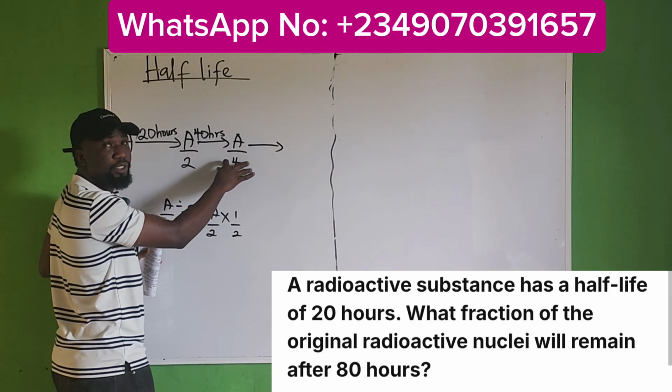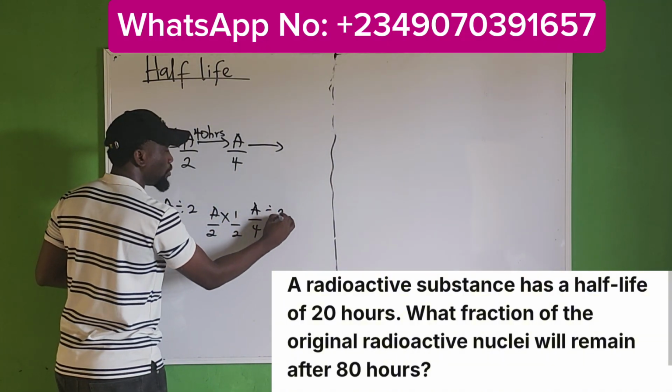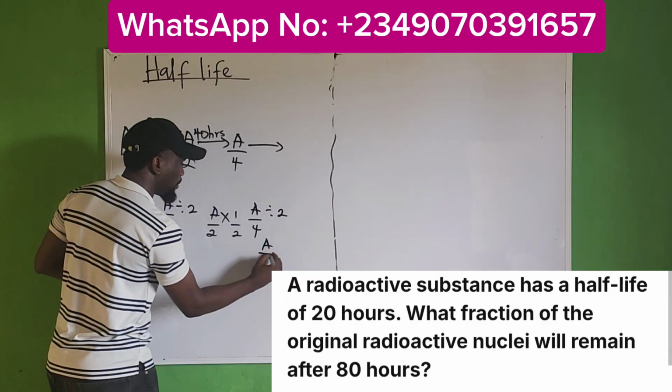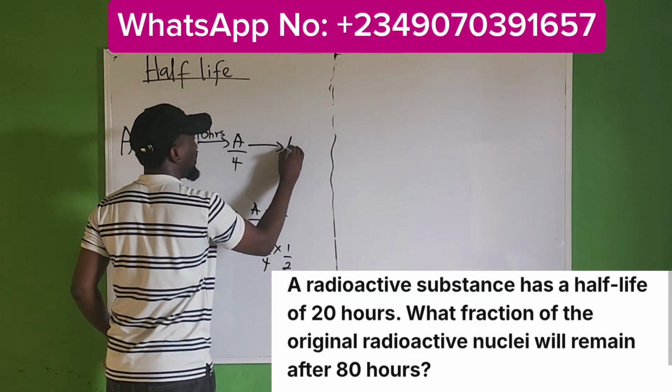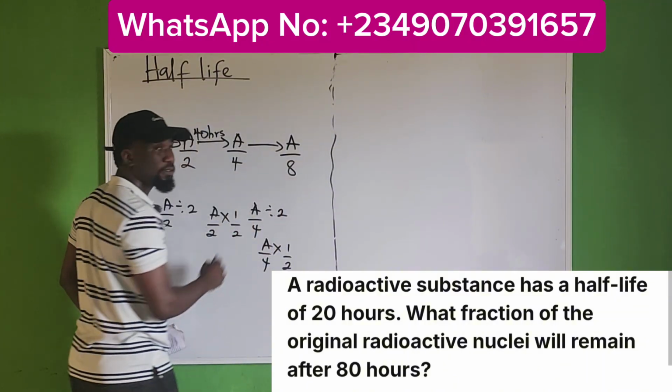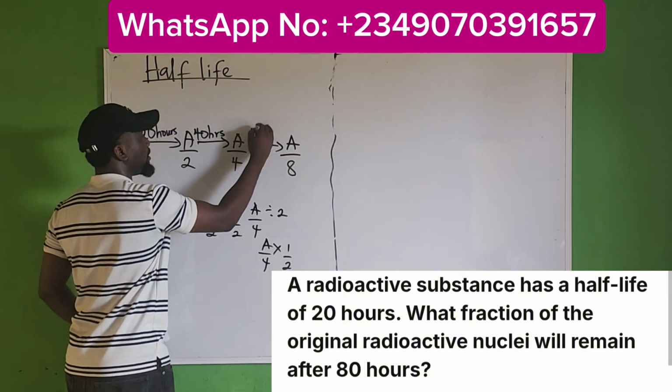So half of A over 4 gives us what? That's A over 4 divided by 2, and that's A over 4 multiplied by 1 over 2, which is A over 8. So A divided by 8. So here, add 20 to 40, that is 60 hours.